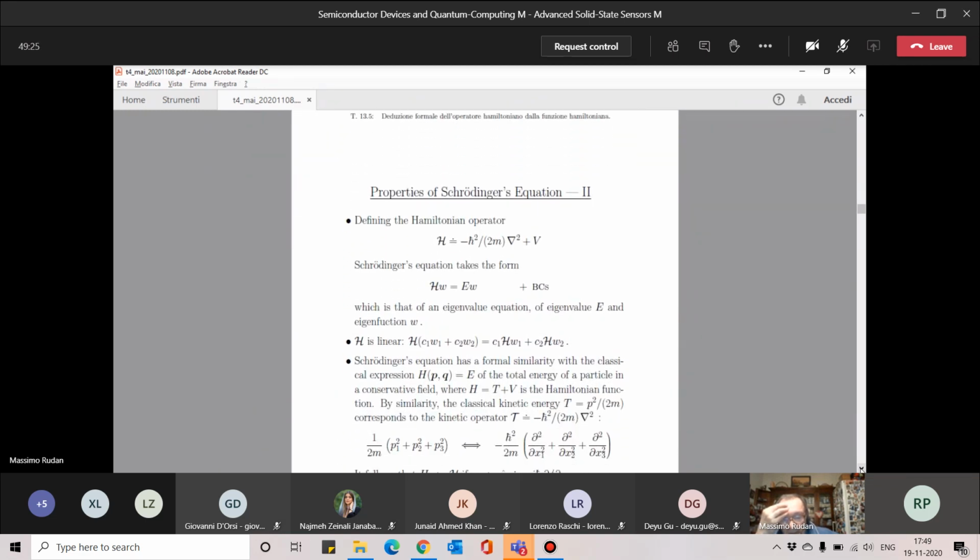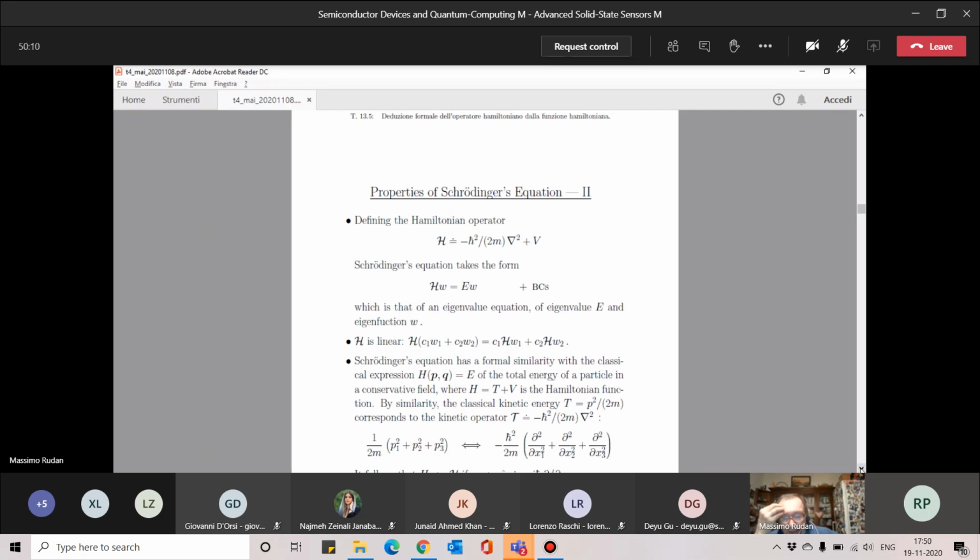And then you extract W and introduce this operator that is indicated with the symbol H and is called the Hamiltonian operator. So when you define the Hamiltonian operator, you can write the time-independent Schrödinger equation in a more compact form that is H operating on W equal to E times W plus the boundary condition. The symbol BC means boundary conditions, okay?